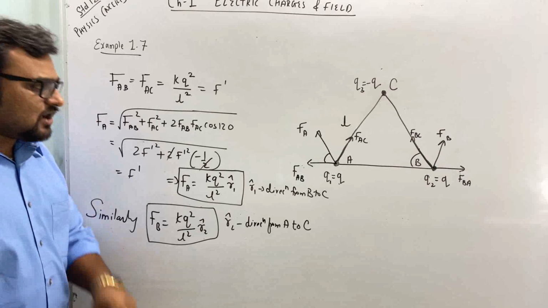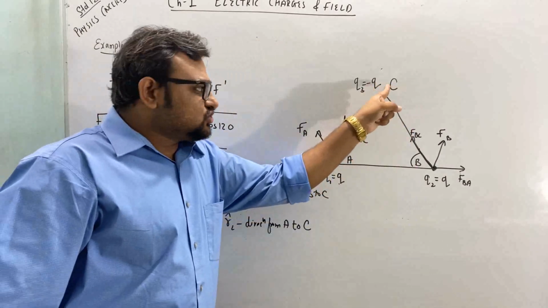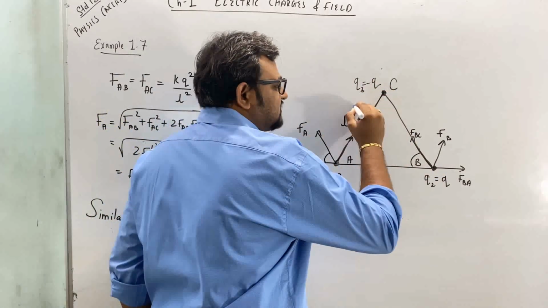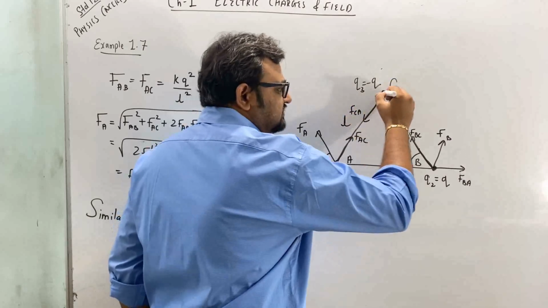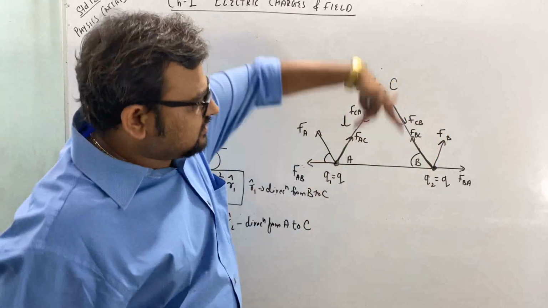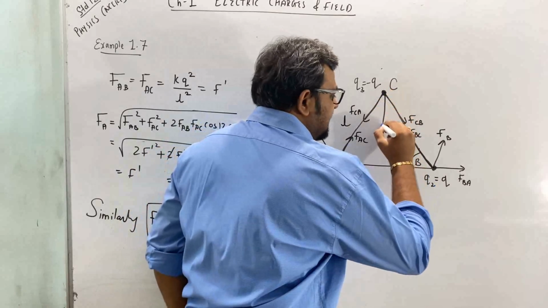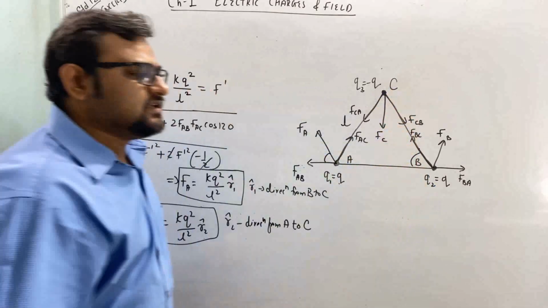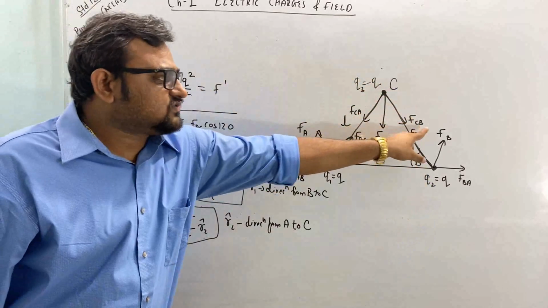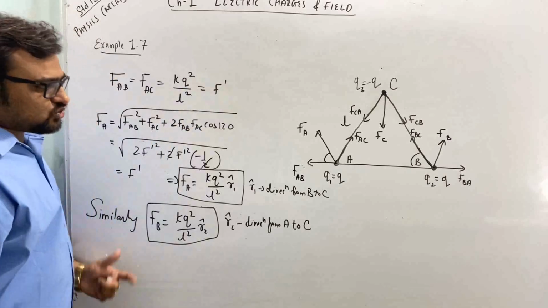Clear? Now, the third part, force acting on C. Now, this is a negative charge. So this will attract and this will also attract. So force acting on C due to A is in this direction. Force acting on C due to B is in this direction. Okay, this angle is 60. The resultant will be in this direction, force acting on C. Again, magnitude wise, FCA equals FCB. This will be equal to KQ square by L square, right? So I'm solving it here.